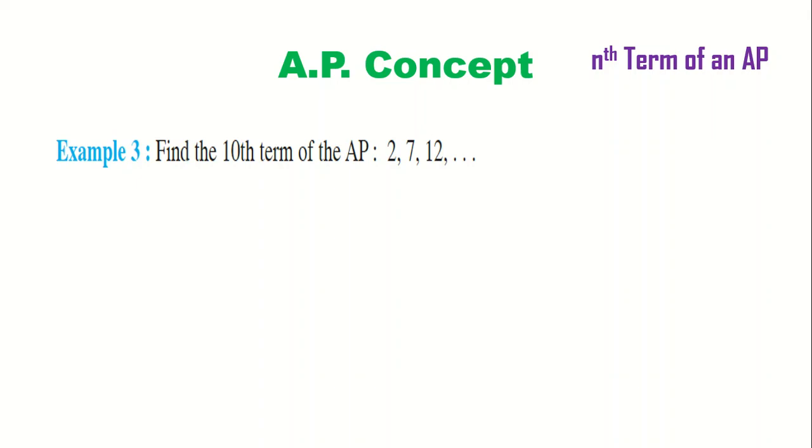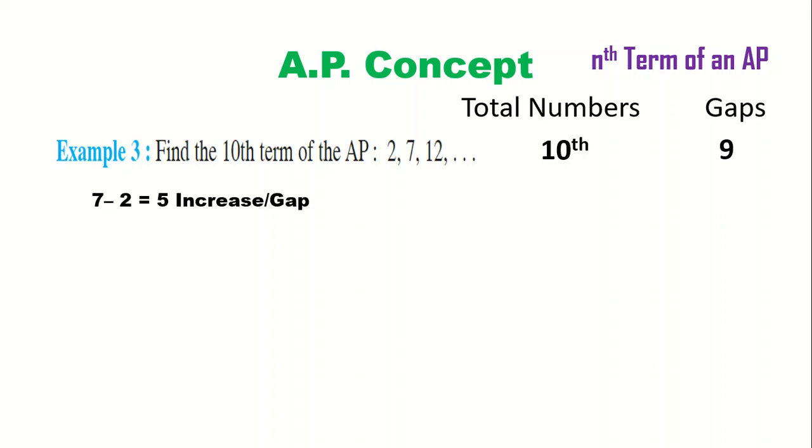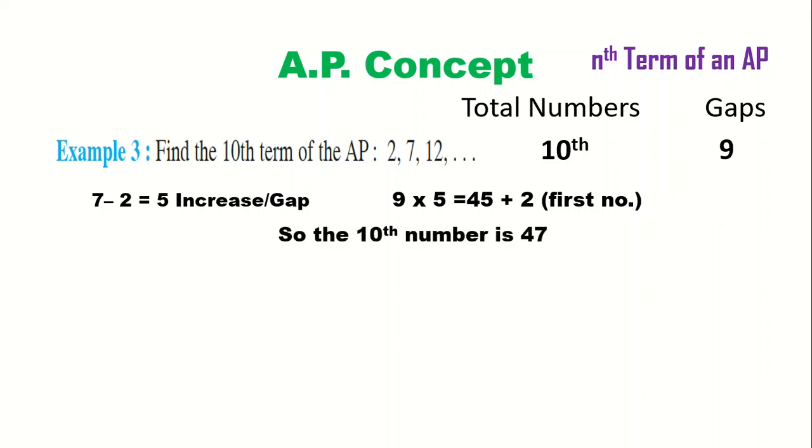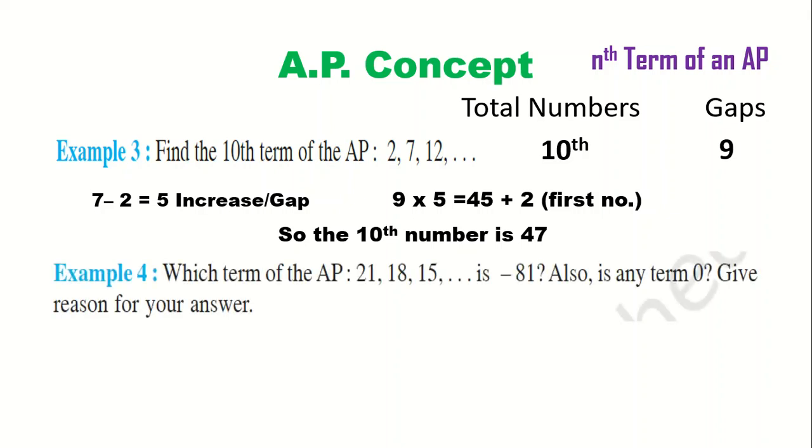In chapter 5 of Arithmetic Progression, example number 3 says, find the 10th term of an AP 2, 7, 12. So as they said, there were 10 terms, so there will be 9 gaps. So 9 gaps, each gap will be increased by 5. So 9 into 5, it is 45, the total increase, but it is increasing from the first number, so we have to add the first number. So 45 plus 2, that is 47. So 47 is the 10th number in this series. Then the example number 4.